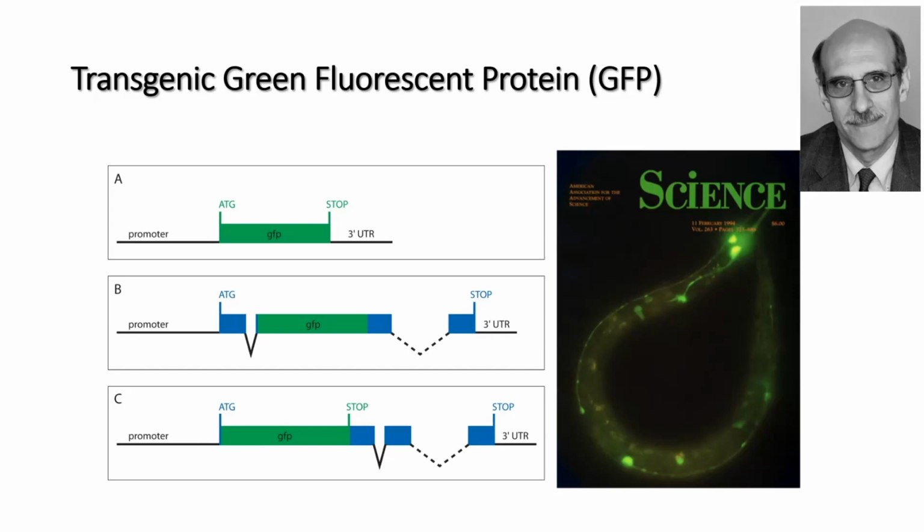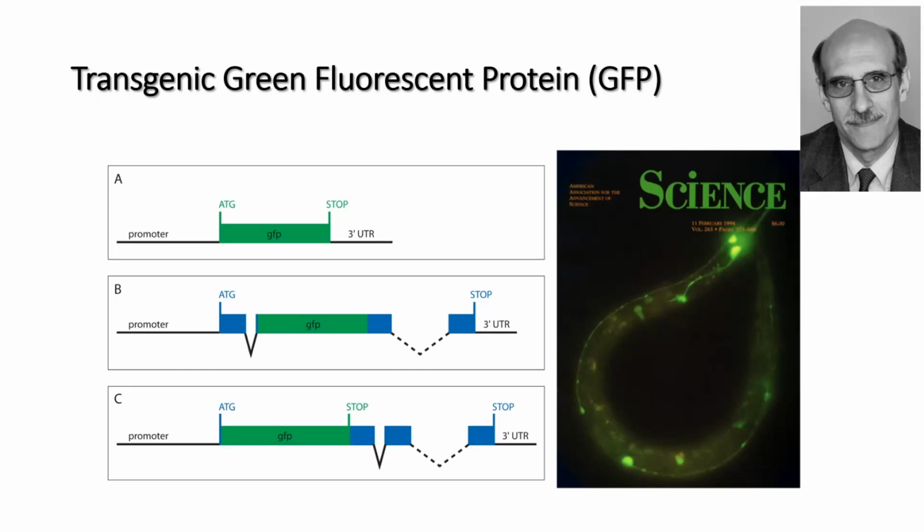So if you do this, then you are just expressing GFP. Say I want to express it in muscle here, right? I will put a promoter for myosin, which is expressed in every muscle. So wherever you have myosin expressed with a myosin promoter, it'll glow green.